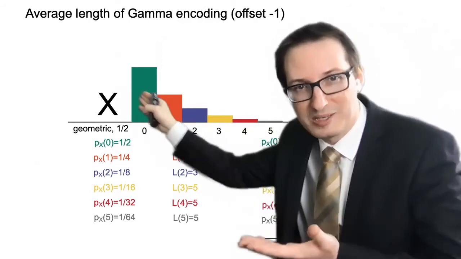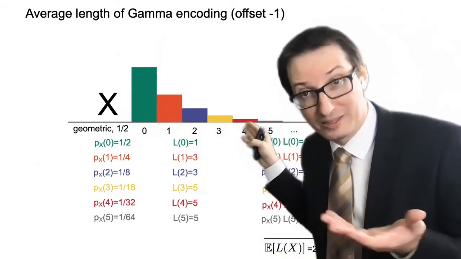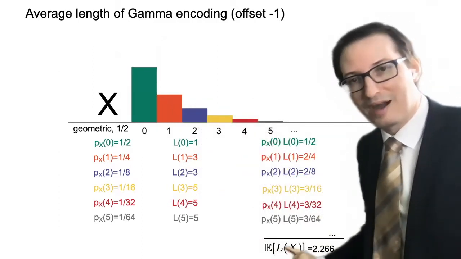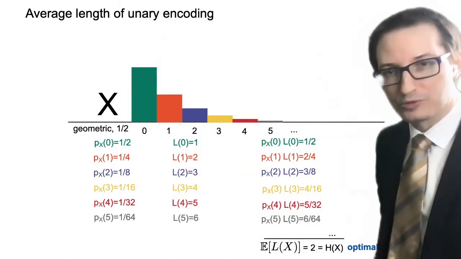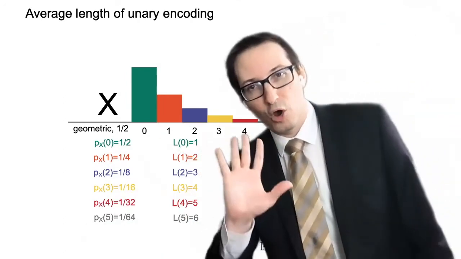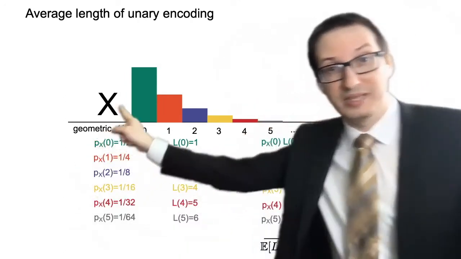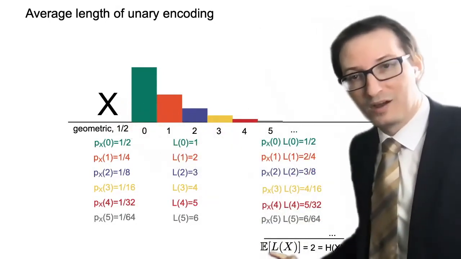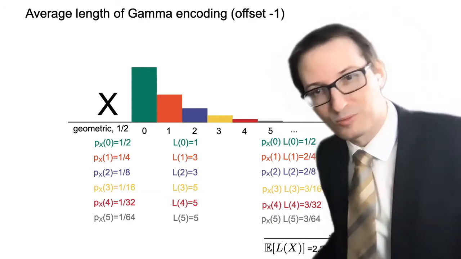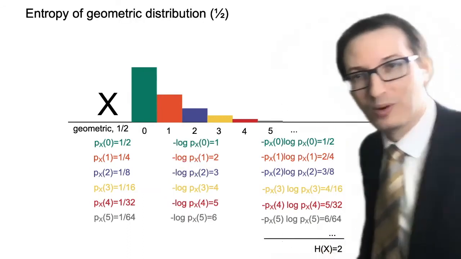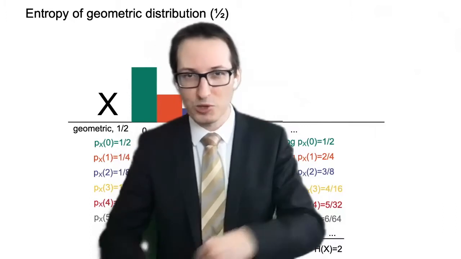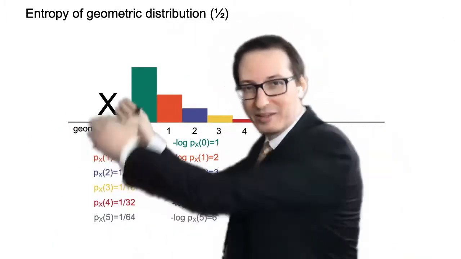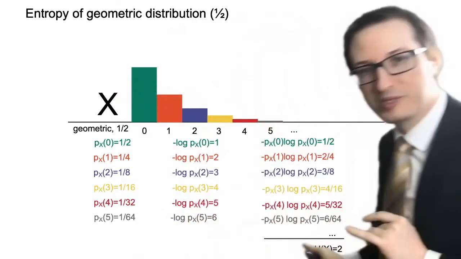So I assume here that this is how my gaps are distributed in my index, right? So if I assume that the gaps are distributed like that, then the average length is 2.2. Okay, that's not optimal. Why? Because I know that the entropy of the geometric distribution is actually 2, right? Remember, I computed an entropy of 2. It means that there exists somewhere a way to encode my numbers in such a way that if they distribute like that, I'm using 2 bits.